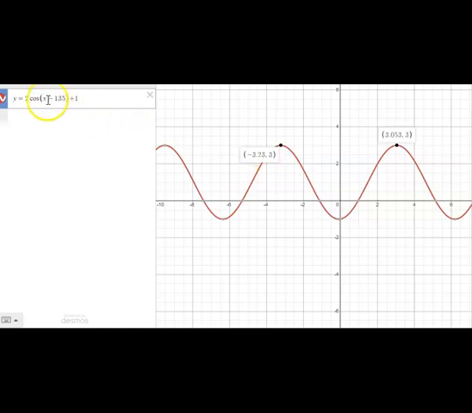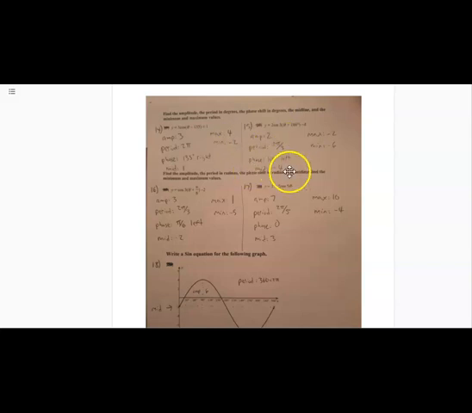And it has a phase shift to the right of 135 degrees. For these questions, I recommend graphing them so you can visually see it, but you don't need to graph them to get the maximum and minimum. If you know the midline and the amplitude, you can figure out the maximum and minimum. The maximum is the midline plus the amplitude, 1 plus 3 is 4. The minimum is the midline minus the amplitude, 1 minus 3 is -2.